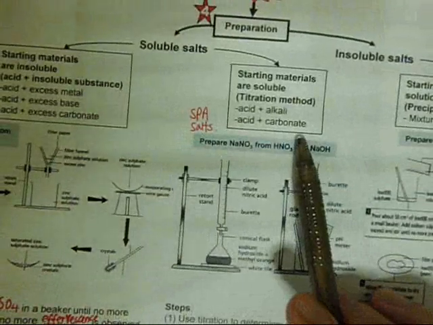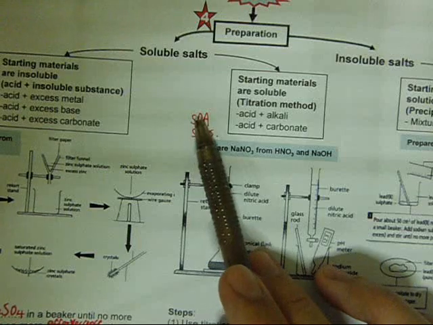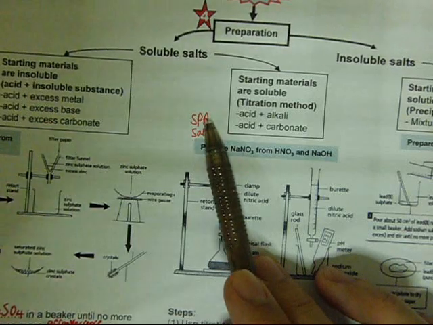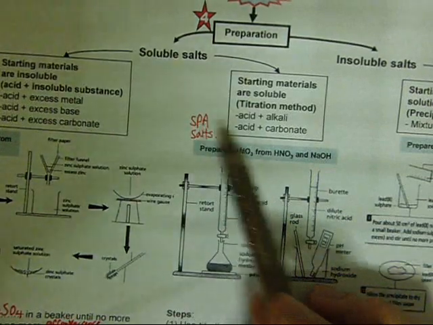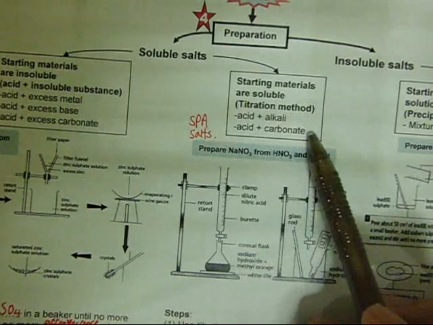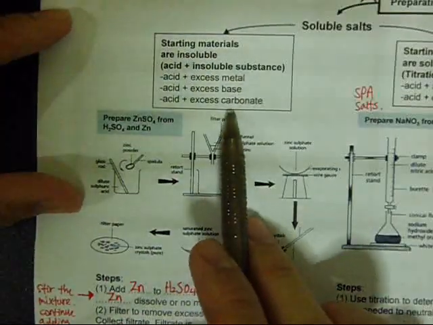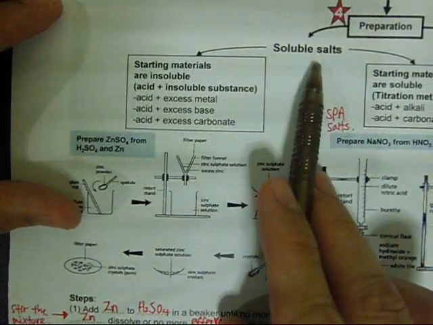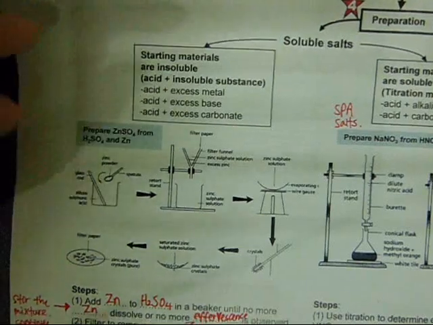And method 2, titration, basically is for preparing SPA salt. What is the meaning of SPA salt? Sodium, potassium, and ammonium. So for an example would be sodium sulfate. You have to use titration method to prepare it. Potassium chloride, for example, you have to use titration method. Ammonium nitrate, for example, you have to use titration. So titration method is only for SPA salt. Method 1 would be for all other soluble salt which are not SPA salt. Okay, so you have to use the first method.